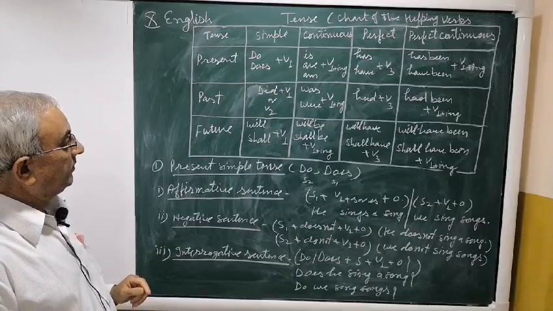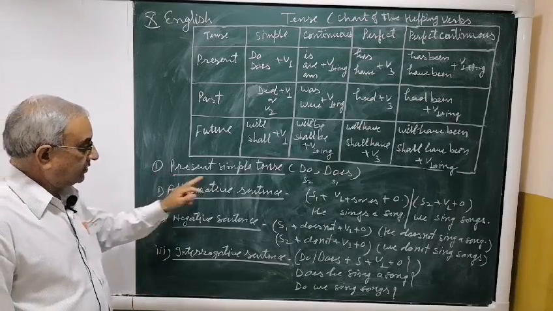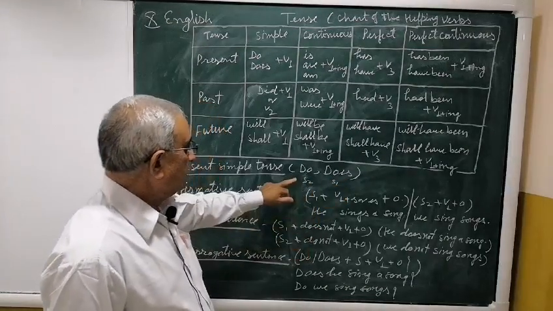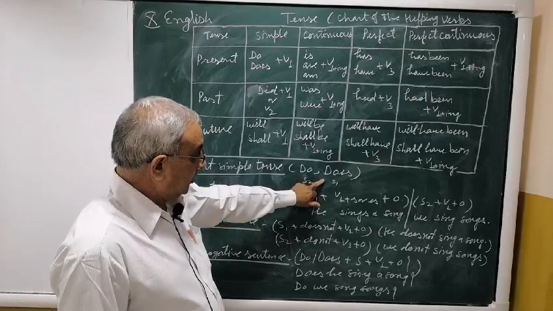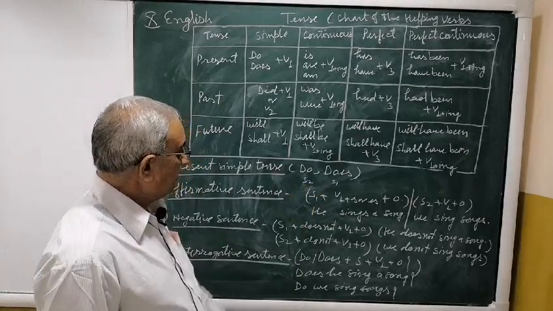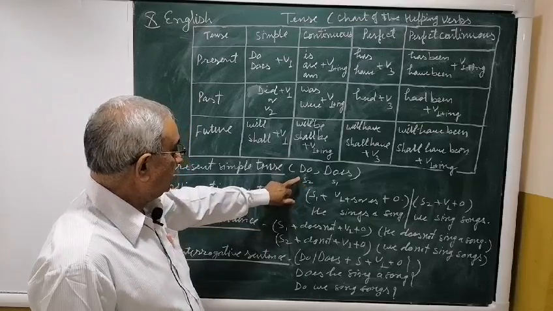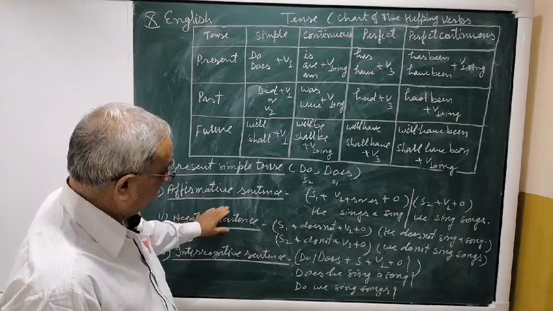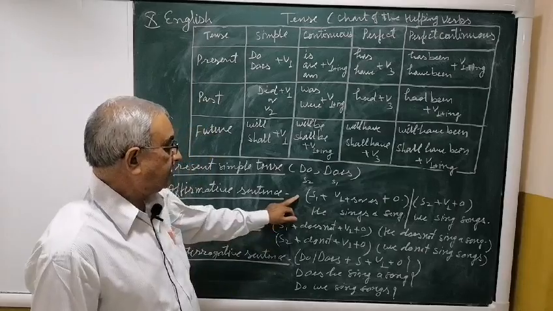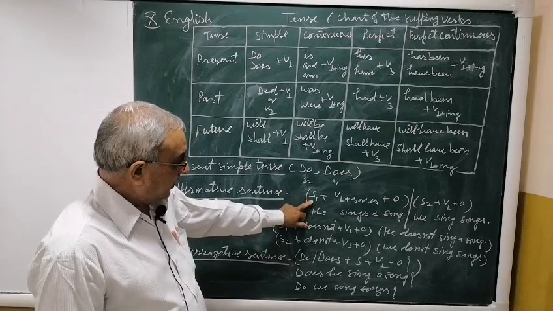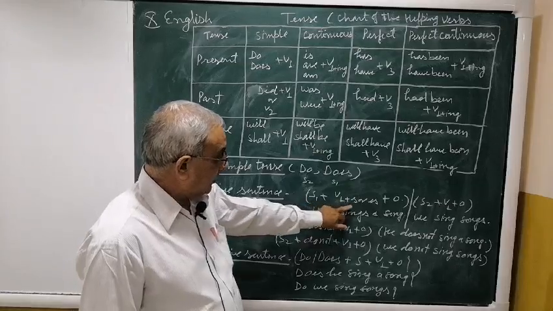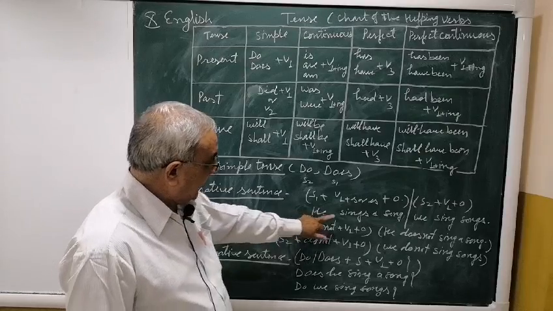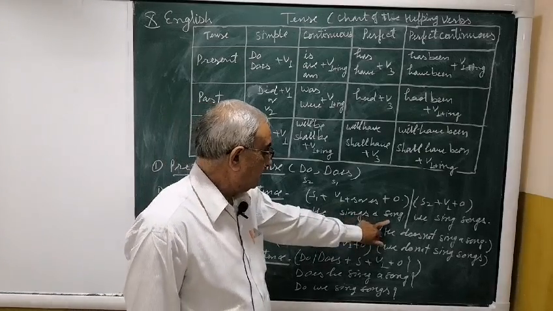Now first of all, I am telling you about present simple tense. There are two helping verbs of present simple tense: do or does. Do with the plural subject, does with the singular subject. Now there are three patterns of present simple tense. First of all, the affirmative sentence. The pattern is: subject singular, use first form of the main verb plus s or es, plus object. For example, he, subject singular, then add s in the main verb: he sings a song.